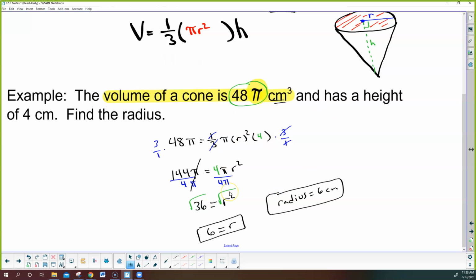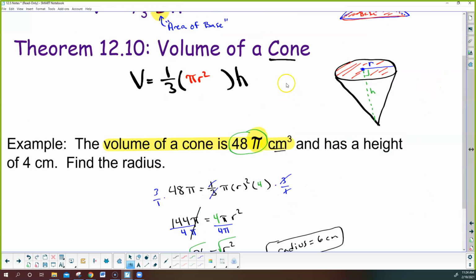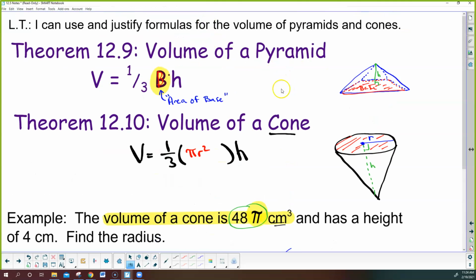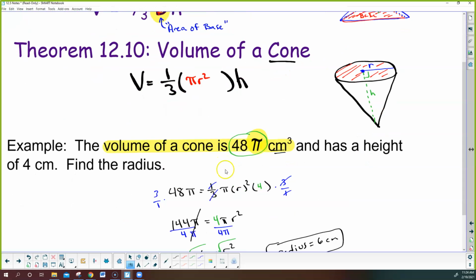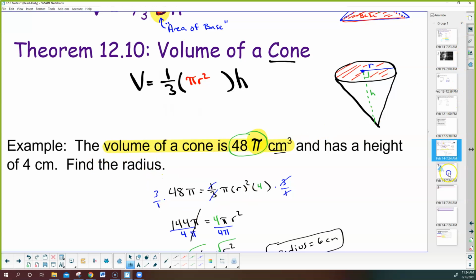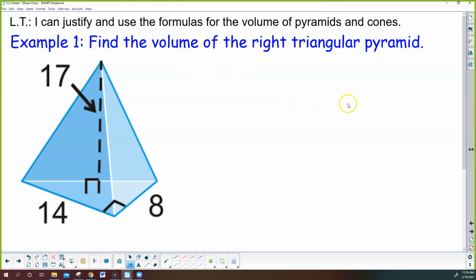Now let's say we had a problem like this on a test or a quiz. What you could do is take the 6 and the 4 for the height and plug it back in and figure out, is that actually 48 pi? So you could check your answer pretty easily just to confirm that you're doing it right. All right, well, that's our goal today. Our goal is to find the volume of pyramids and the volumes of cones. And sometimes we work backwards, like we did in this example, or sometimes it's just a straightforward find the volume of the right triangular pyramid.